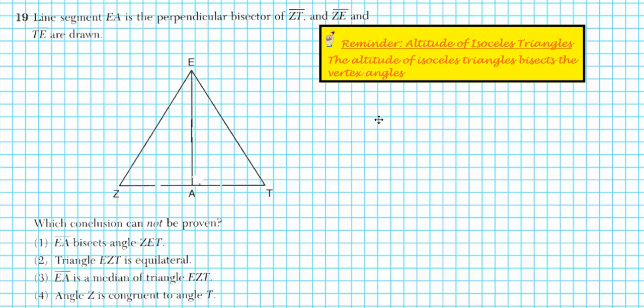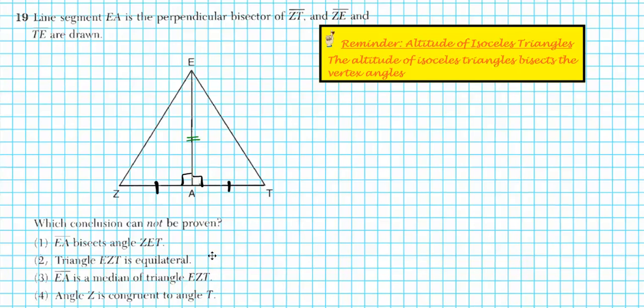vertex angles. While we're talking about isosceles triangles, let me show you something cool about this problem. If EA is a perpendicular bisector, it tells us two things about these two triangles. It tells us that ZA is congruent to TA, and this is 90 degrees. This angle is congruent to this angle, they're a linear pair. And then by the reflexive property of congruence, this side is congruent to this side.